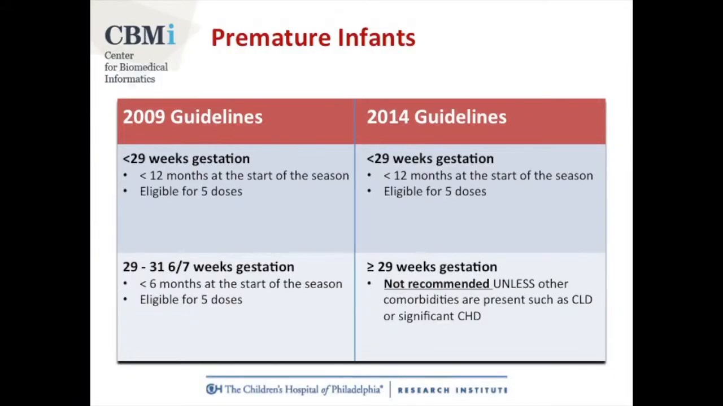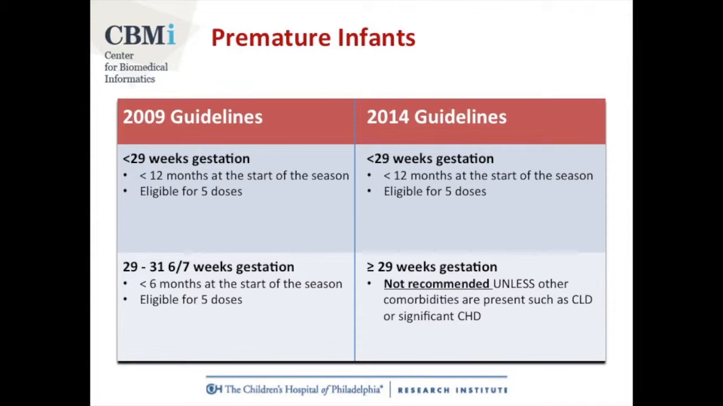So just to go through each of the populations here, and I wanted to contrast for you the 2009 versus the 2014 guidelines. So looking first at premature infants. So this is looking exclusively at their degree of prematurity, not other comorbidities. So in the previous guidelines, all children who were born at less than 29 weeks gestation, so that's defined as 28 weeks and 6/7 days or less.